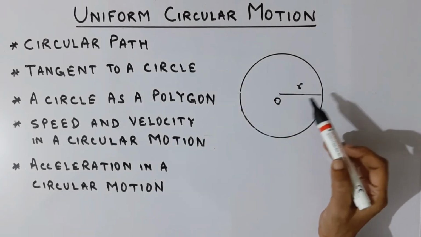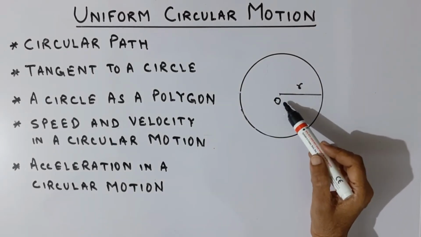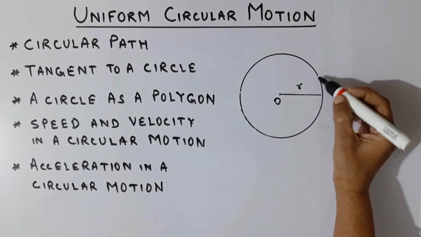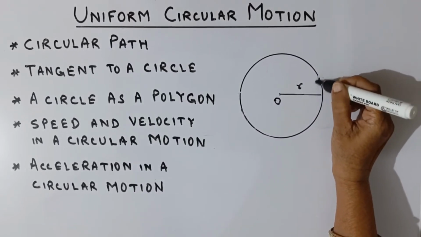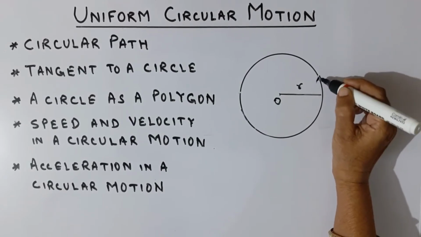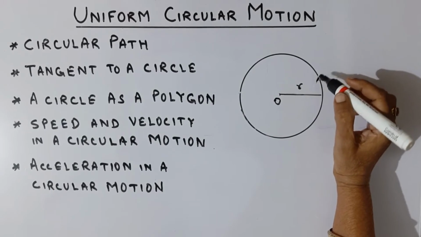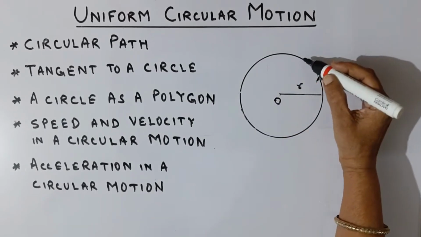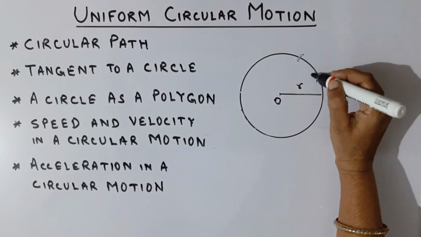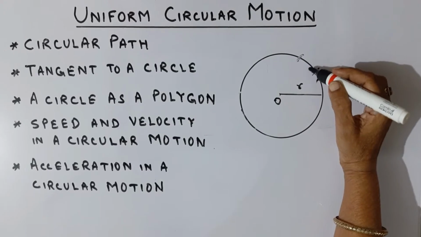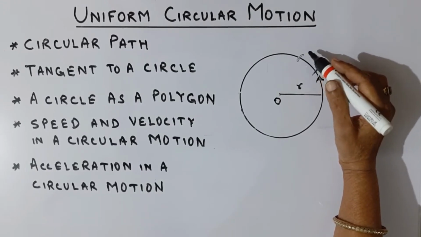Let us suppose here we have a circle with center O and radius R. If an object moves along the circumference of the circle, its path will be a circular path. This path may be the whole of the circumference or a part of it, or suppose any arc. Any portion of the circle will form a circular path.